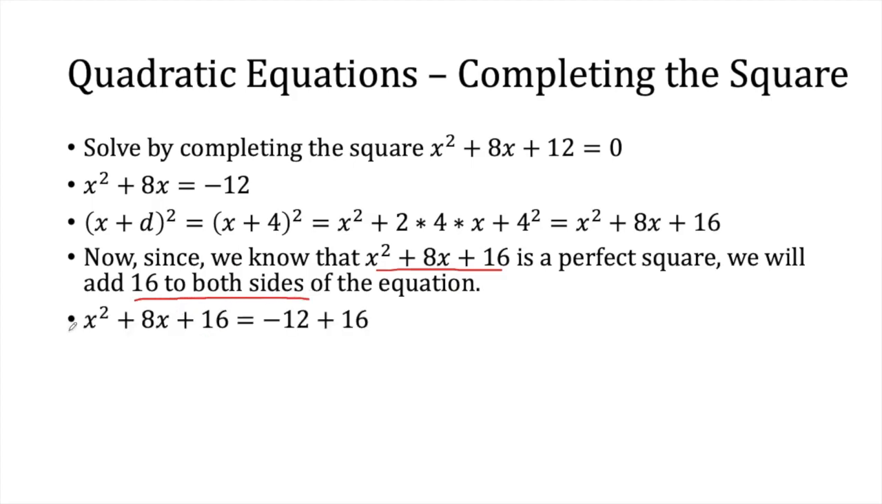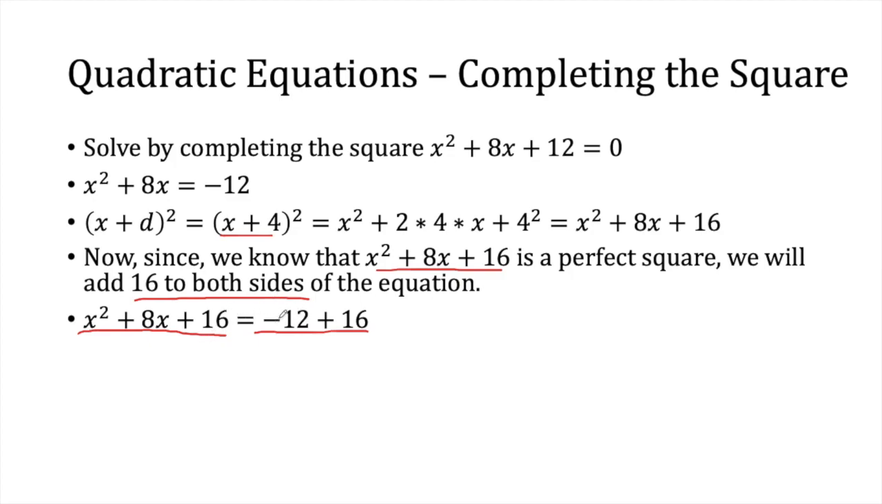So on the left hand side, we will get x squared plus 8x plus 16, which is what we want, since that's our perfect square. And on the right hand side, we will get negative 12 plus 16. And now you might see the significance of why we moved this 12 to the right hand side.